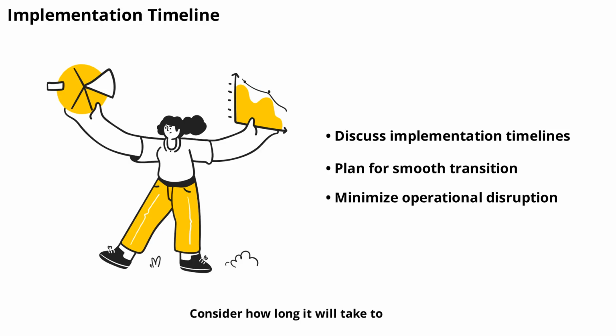Consider how long it will take to implement the software under each pricing model. Per-seat pricing may offer faster onboarding for stable teams, while usage-based models might require more setup to track activity. Discuss implementation timelines with vendors to ensure a smooth transition and minimal disruption to your operations.